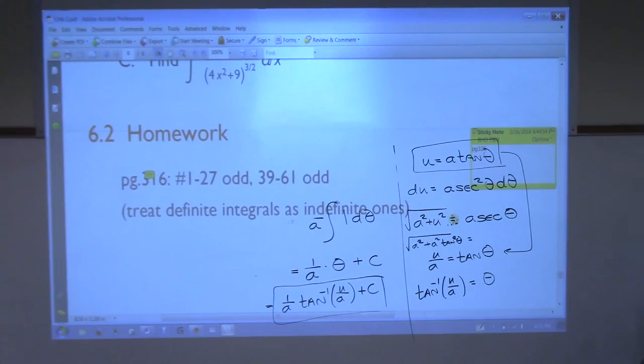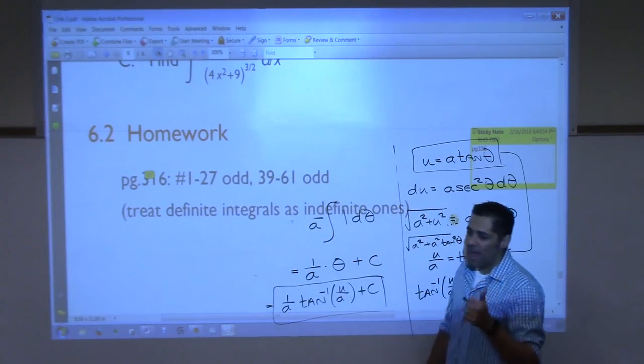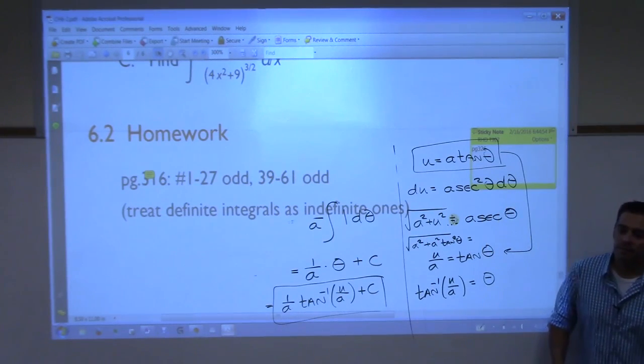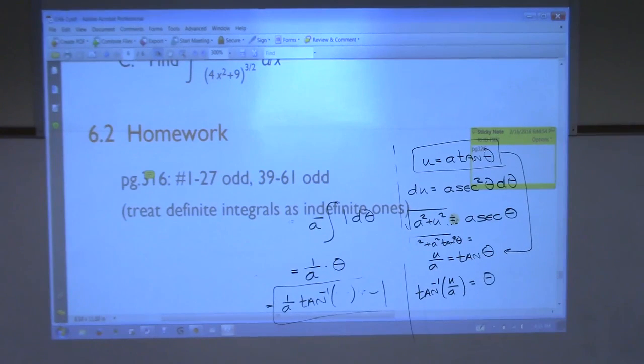We come back, we do partial fraction decomposition. That's our last technique of integration. I sent you a message in Canvas about the homework solution.